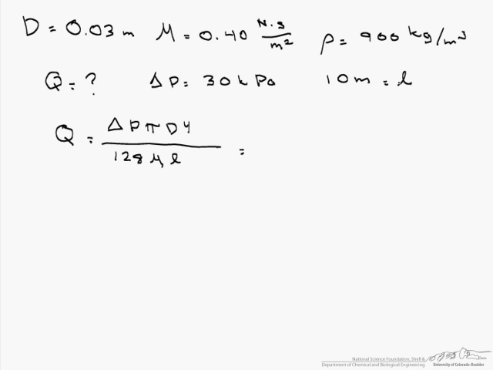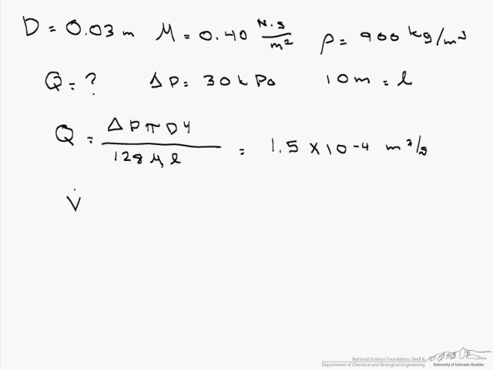So if we calculate this, we find that the flow rate is 1.5 times 10 to the minus fourth meters cubed per second. But now we have to go back and check the Reynolds number to see that this is an equation that we can use.